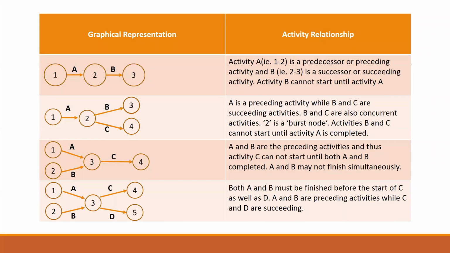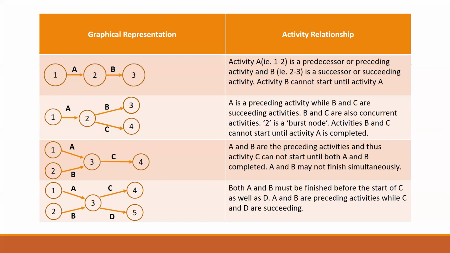Now, these are some graphical representations and the activity relationship which is maintained. You can see that from node 1 to node 2 represents the activity A, and from 2 to 3 it represents your activity B. Your A is known as your predecessor or preceding activity, and your B is your successor or succeeding activity. Your activity B cannot start until your activity A is totally complete.